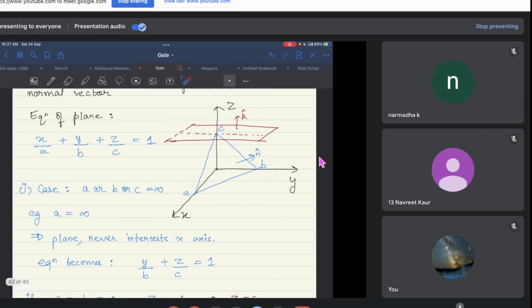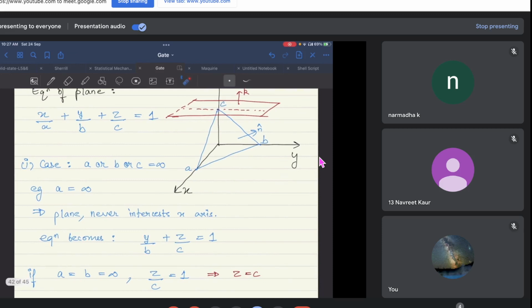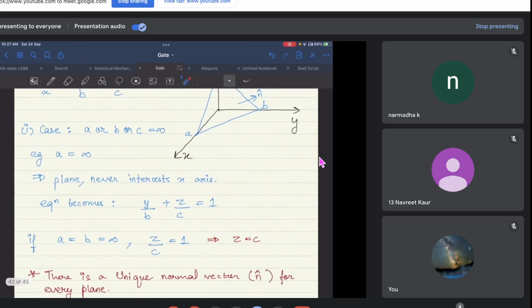In a case where any of these three intercepts, that is A, B and C, is equal to infinity, for example if the intercept A is equal to infinity, that means the plane never intersects the x-axis, okay?